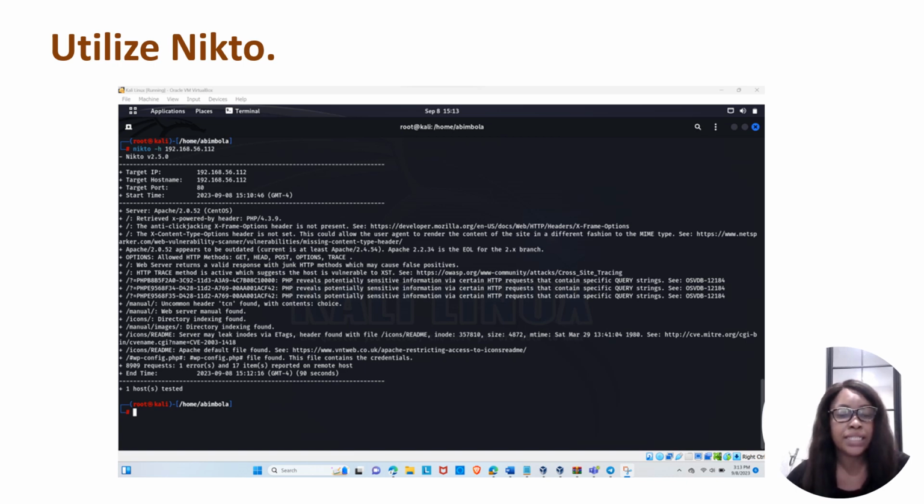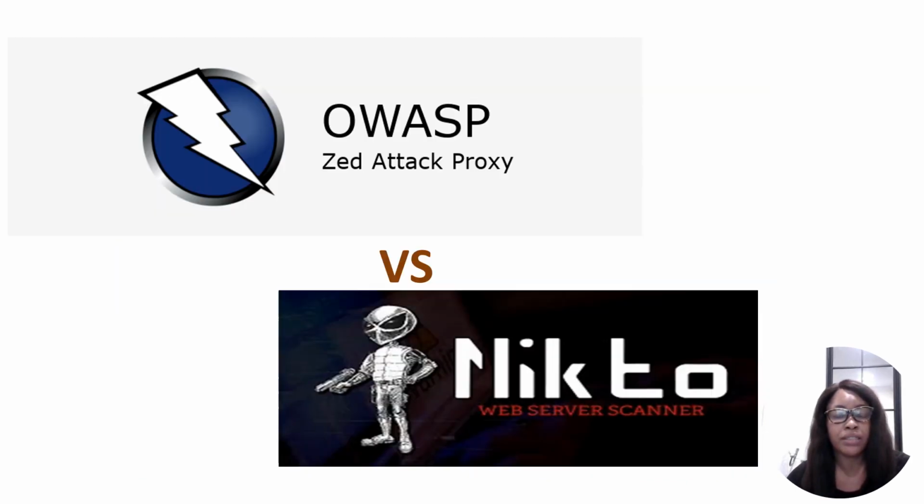Then on this slide, we'll be talking about the difference between Nikto and OWASP. Nikto is a versatile open source tool that provides a wide range of features, including SSL support, proxy usage, host authentication, and so on. One of its convenient functionalities is the ability to automatically update itself directly from the command line.